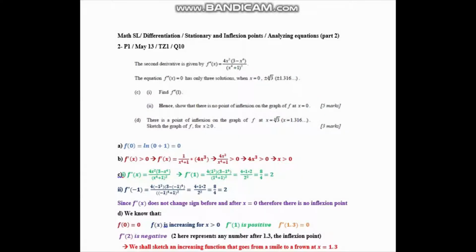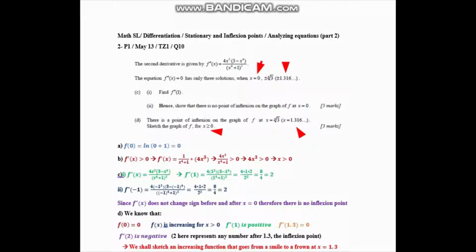Now in question D, I am told that there is an inflection point at positive 1.3. So we have already determined that there is no inflection point at 0, and we do not know what the case is for negative and positive 1.3. But in D, I'm told that positive 1.3 is in fact an inflection point. I am asked to sketch the graph for x greater than or equal to 0, so I don't care about negative 1.3. I'm going to start at x equals 0 and move forward.